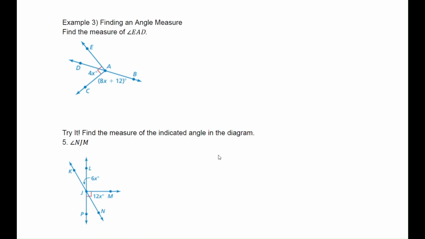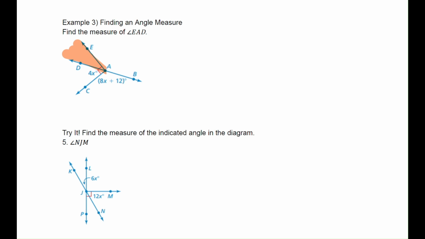So we got example 3 here. It says find the measure of angle EAD. So let's see. We're looking for angle EAD. I'm going to highlight angle EAD just so I can remember, hey, that's my goal here. So this is the angle I'm looking for, all right? What do I know about angle EAD?